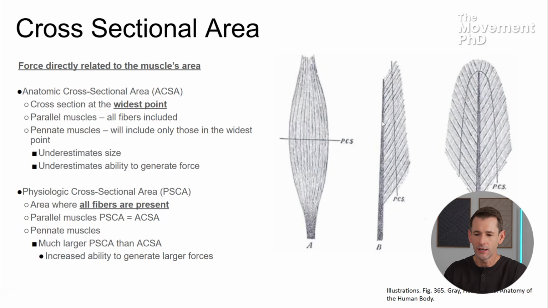However, in a pennate muscle, now we have to cut through all of those fibers. Here it is in a unipennate. Here it is in a bipennate type of muscle. You can see that that cross-sectional area is much larger than the anatomical cross-sectional area and really gives you an idea of how many fibers are present in that muscle. So this physiological cross-sectional area is how you measure the cross-sectional area of a pennate muscle. Anatomical cross-sectional area works for parallel muscles.